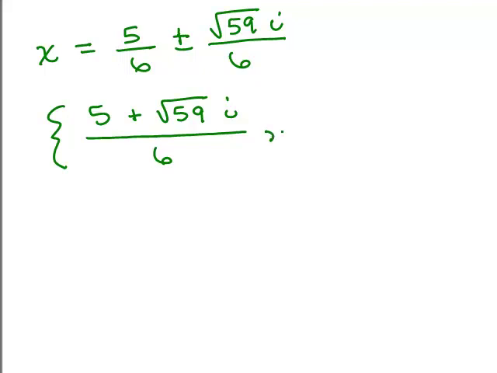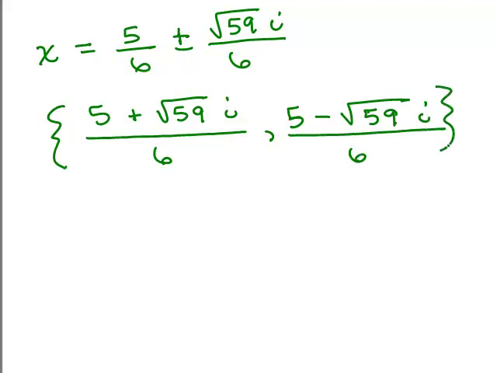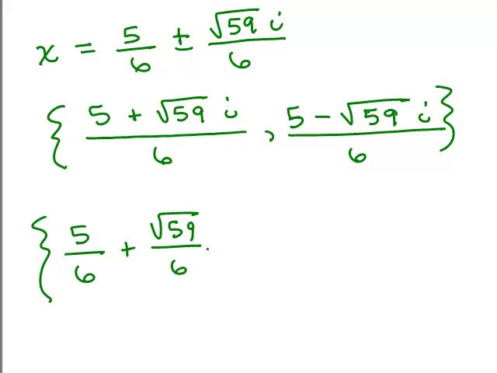And then we have 5 minus the square root of 59 i all over 6. Now, since these are complex numbers, sometimes they're written in the form a plus bi, so you could also write that as 5/6 plus square root of 59 over 6 i, and 5/6 minus square root of 59 over 6 i.